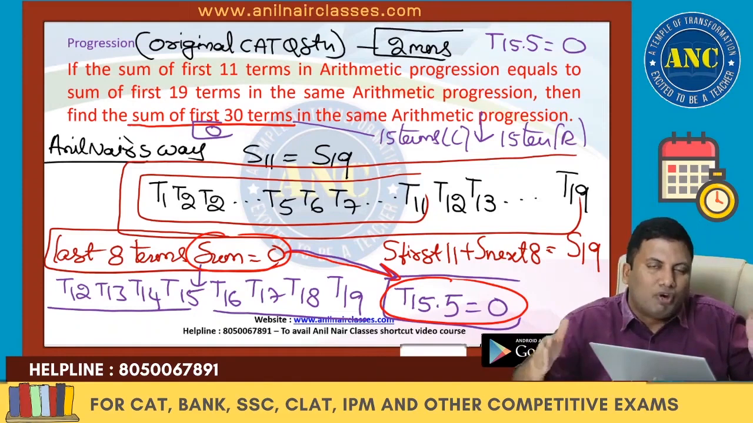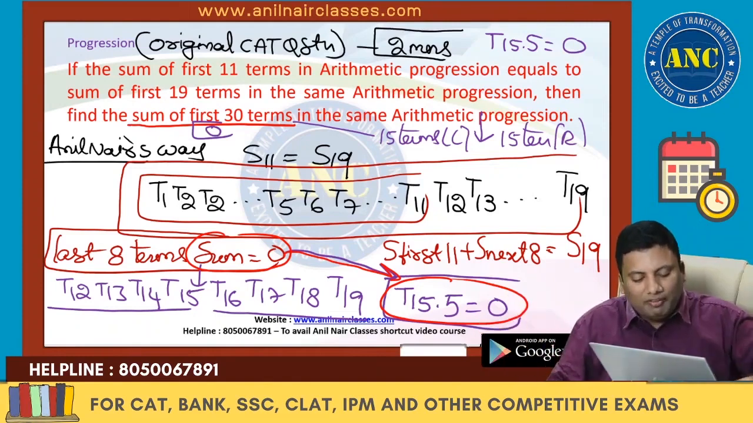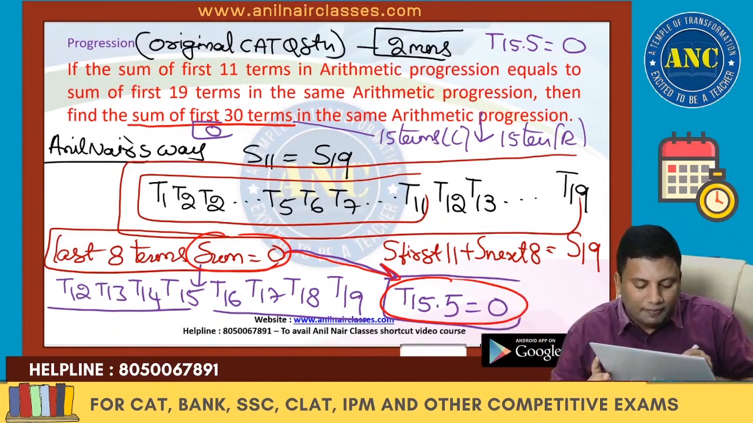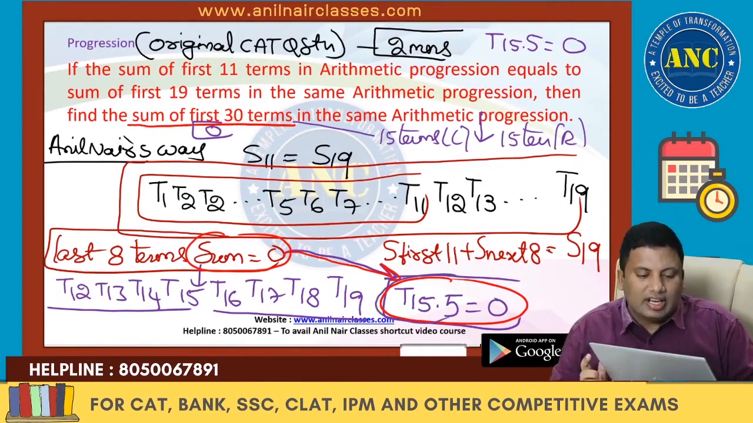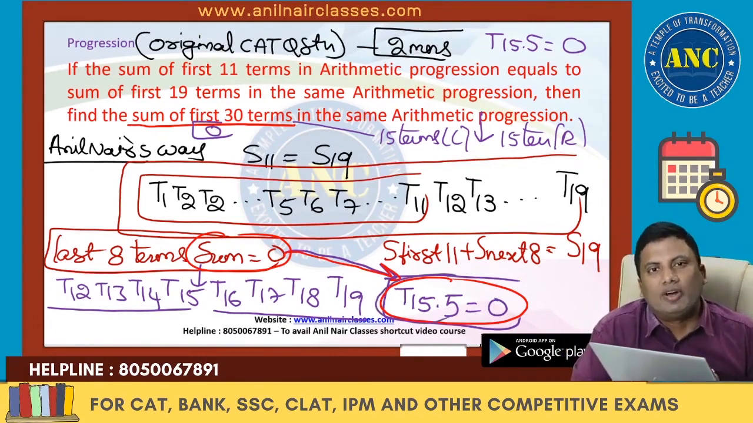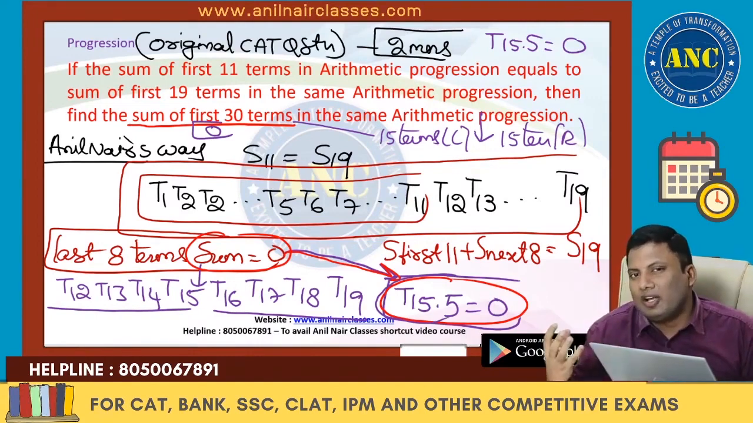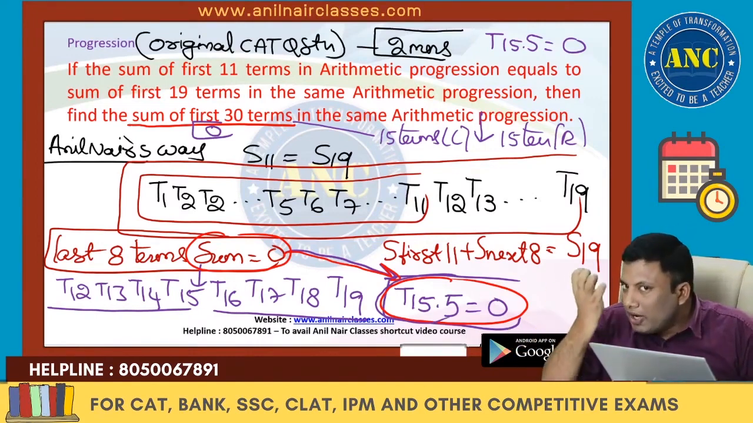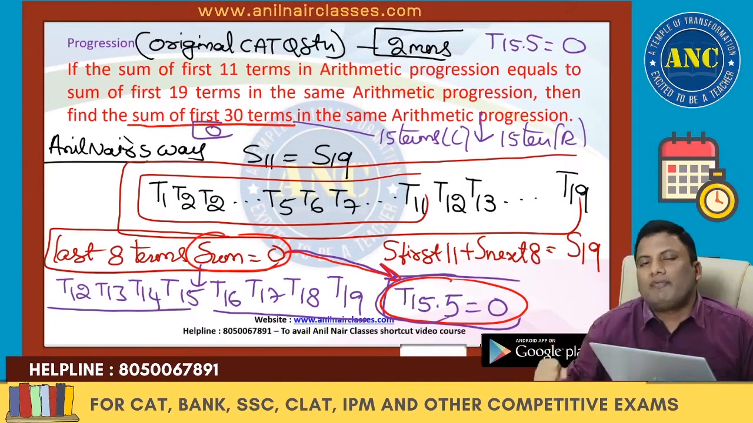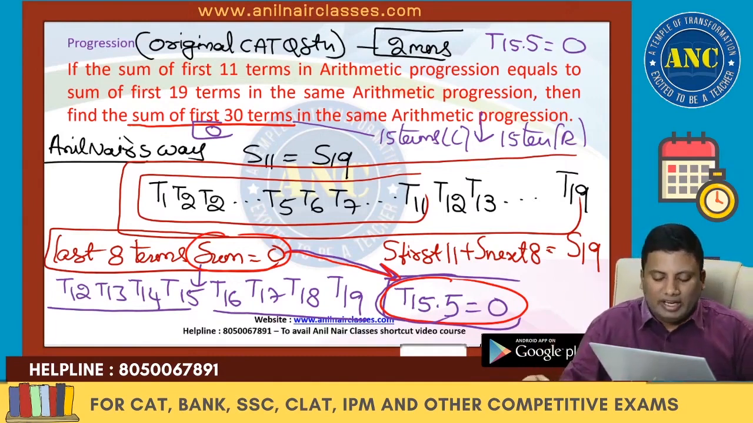4 to the left, 4 to the right. Middle value of last 8 terms will be 0, which is T15.5 is 0. If the average is 0, sum will be 0, because average is sum of the quantities divided by the number of quantities. I hope it is clear.